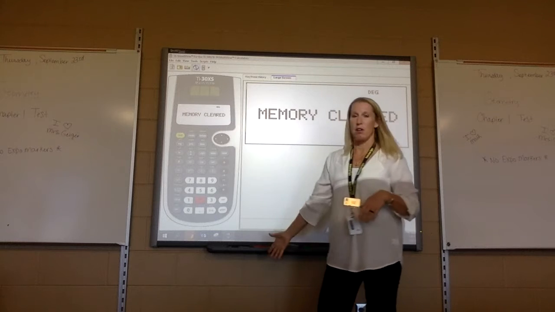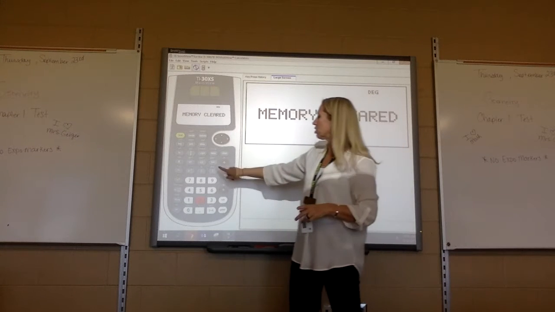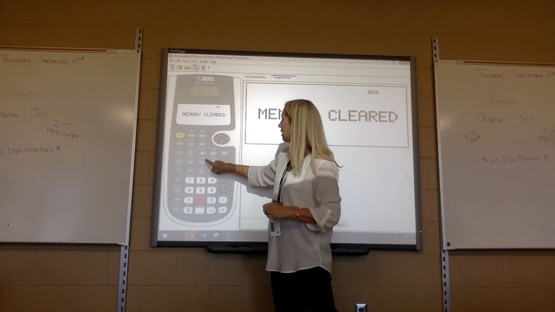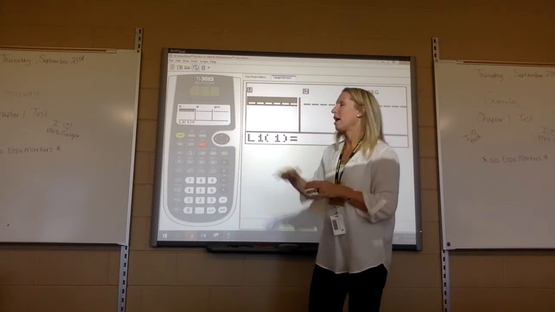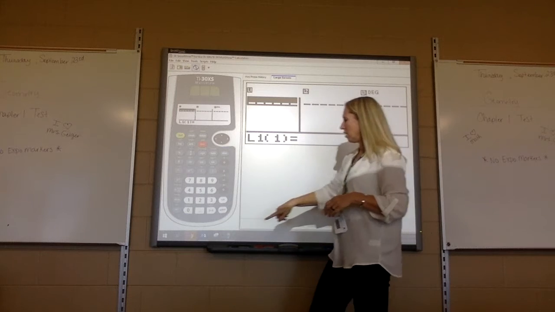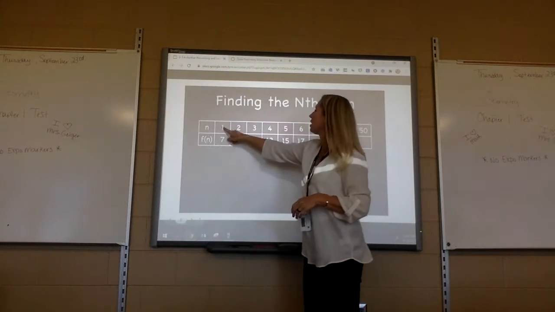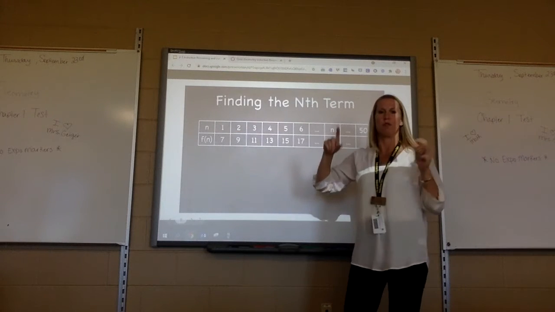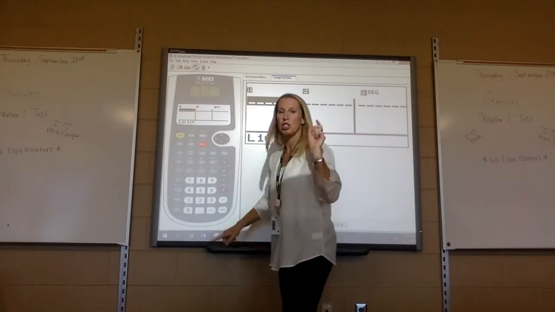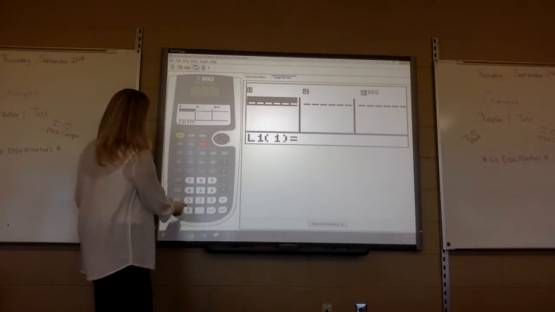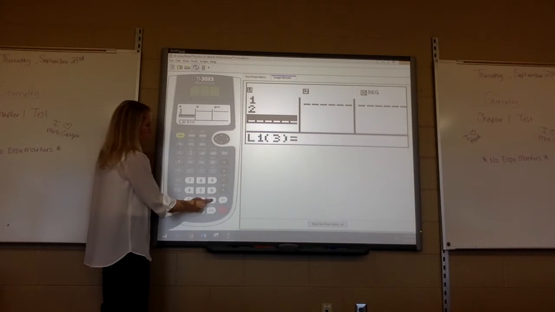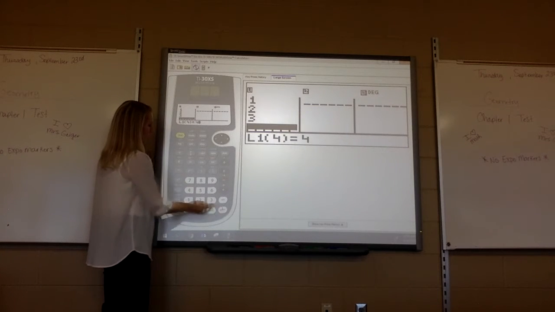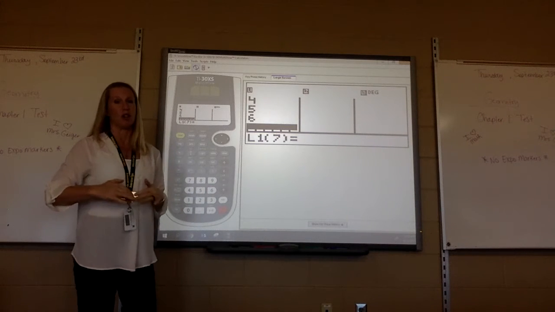If you have your calculator, the first button you want to push is data. It's right underneath delete. You're going to have these lists come up. On the first list, you're going to put 1, 2, 3, 4, 5, 6. You have to push enter each time: 1 enter, 2 enter, 3 enter, 4 enter, 5 enter, 6 enter. Make sure you enter all of those.